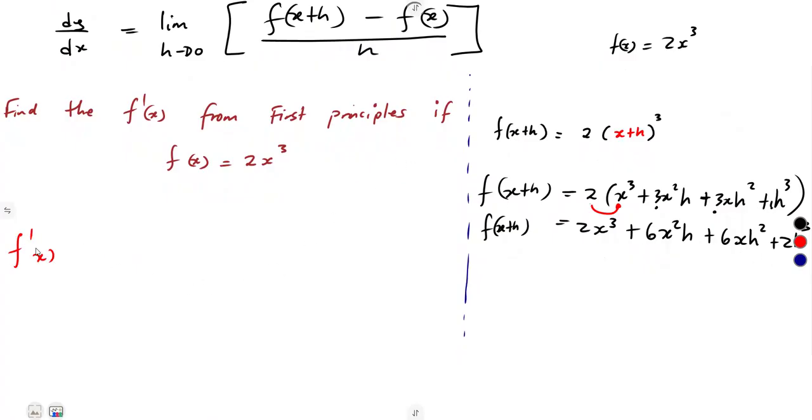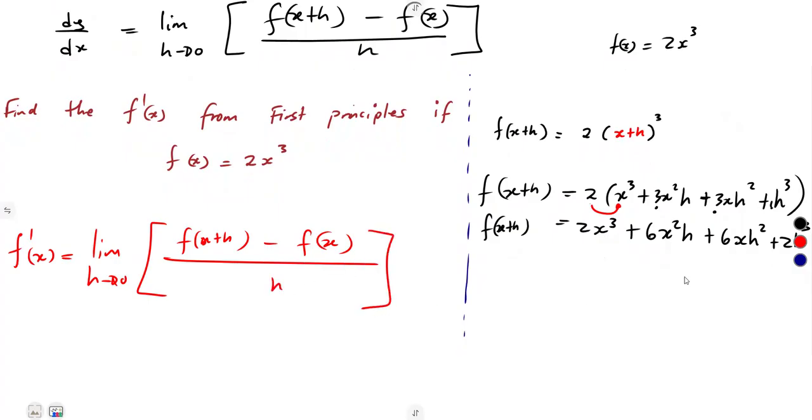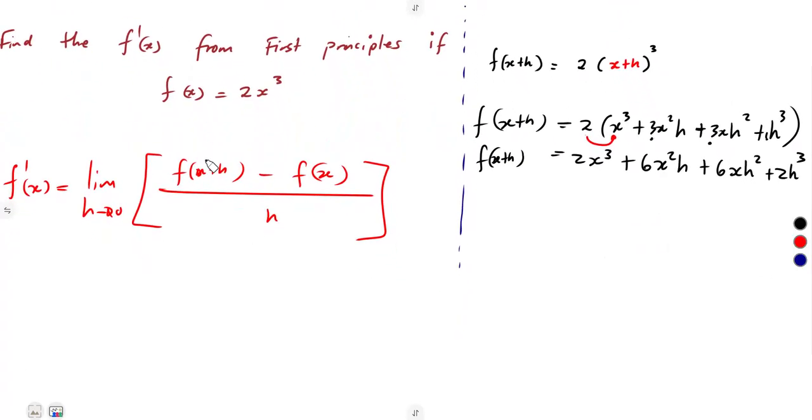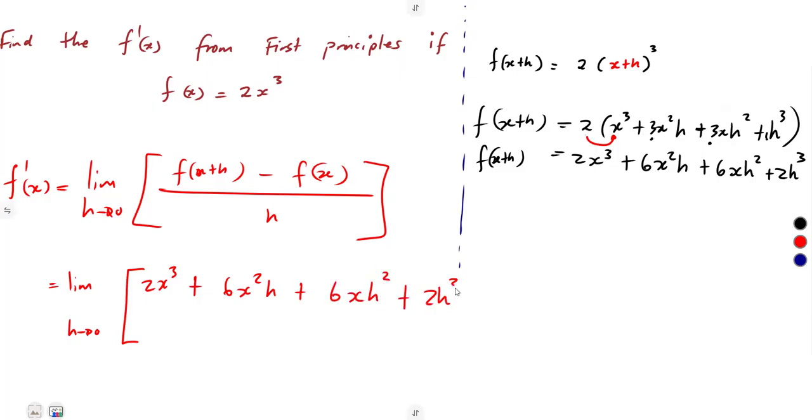The first derivative with respect to x from our formula is this, that is going to be f of x plus h here, minus f of x, everything over h like this. We're going to substitute. We've got everything. Our f of x plus h is there. So that's going to be limit as h approaches 0 of f of x plus h. Take this part here as it is. That's going to be 2x cubed plus 6x squared h plus 6x h squared plus 2h cubed. This is our f of x plus h. Minus f of x. So that's minus our f of x.